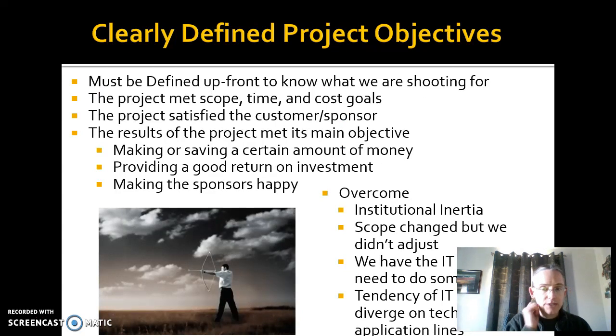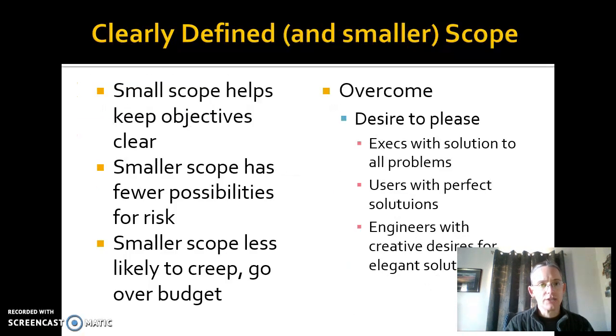The clearly defined project objectives. The reason that this is key is because you've got to be able to meet your scope, time, and cost goals. And if you don't have the objectives lined up, then it's very difficult to define what those sub-goals should be. You've got to make or save a certain amount of money. You've got to provide a good return on investment. You've got to make the sponsors happy. Results of all of those things are your main objective of this project. You've got to have these clearly defined objectives so that you can overcome the institutional inertia and make sure that if you're changing scope and things like that as you manage that triple constraint, you're still sticking within the goal of the project.